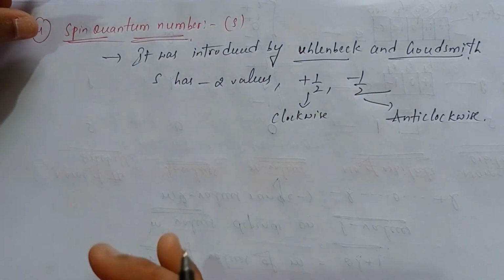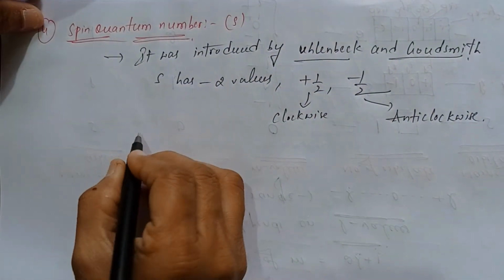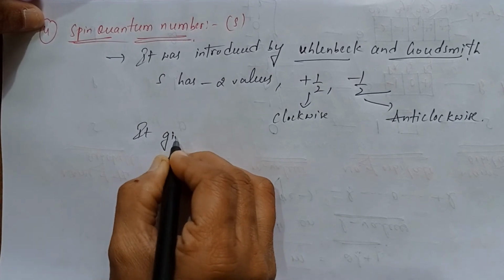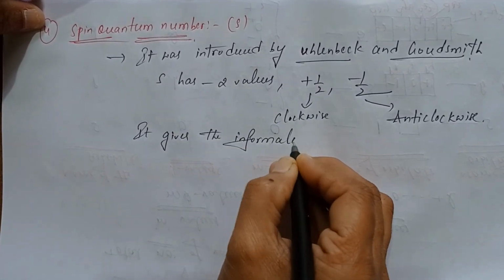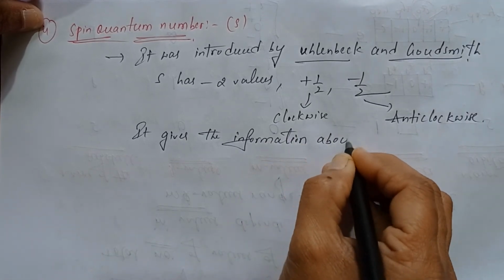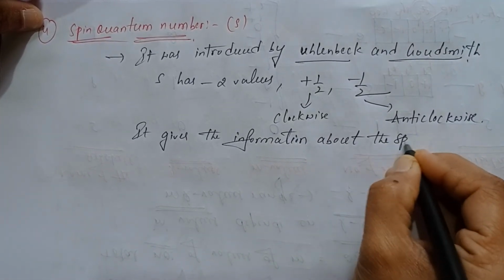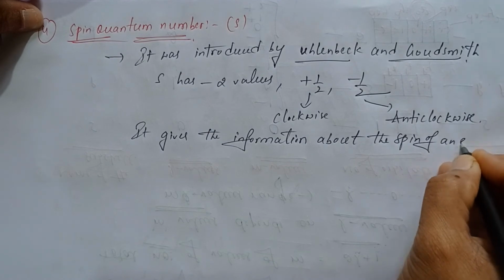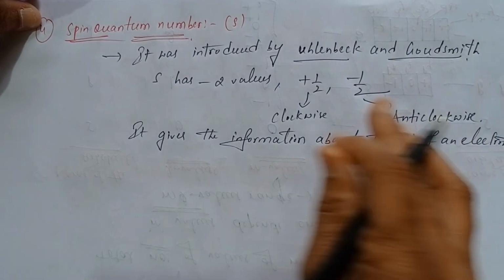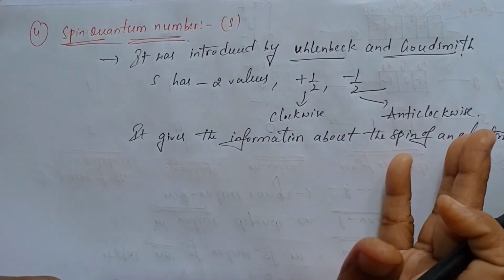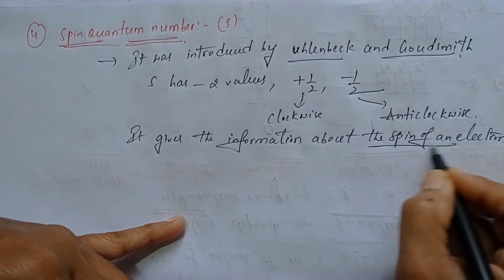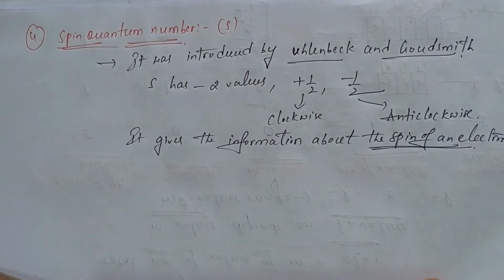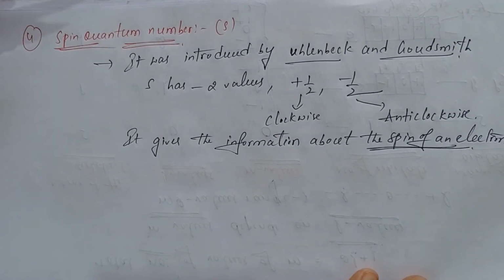That means it gives the information about the spin of an electron. So that electron is plus half or minus half. So this is about the spin quantum number, students. It gives the spin of an electron.